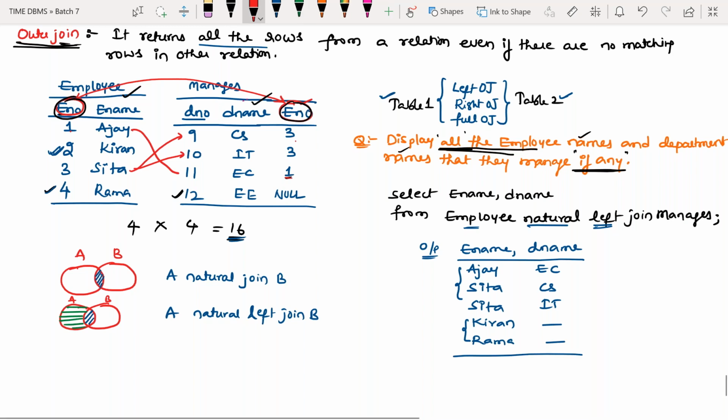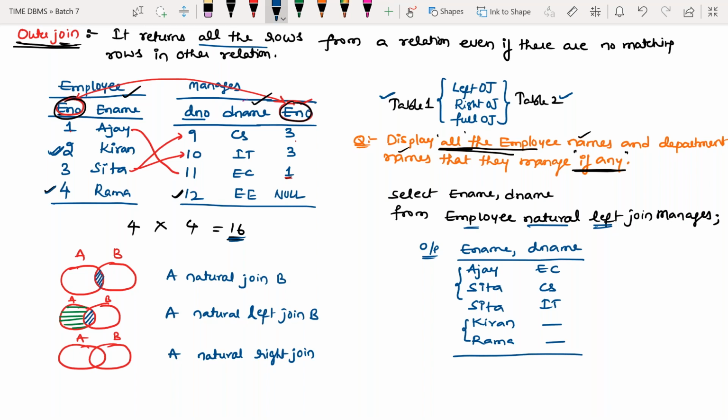This is left join. Say this is A, this is B. Suppose I have a query A natural right join B. Natural join will give you the matching rows. These are the matching rows. And if I have a right join, then it is going to display all the tuples in the right side table, meaning B, in the output. Fine. And one more. This is A, this is B.